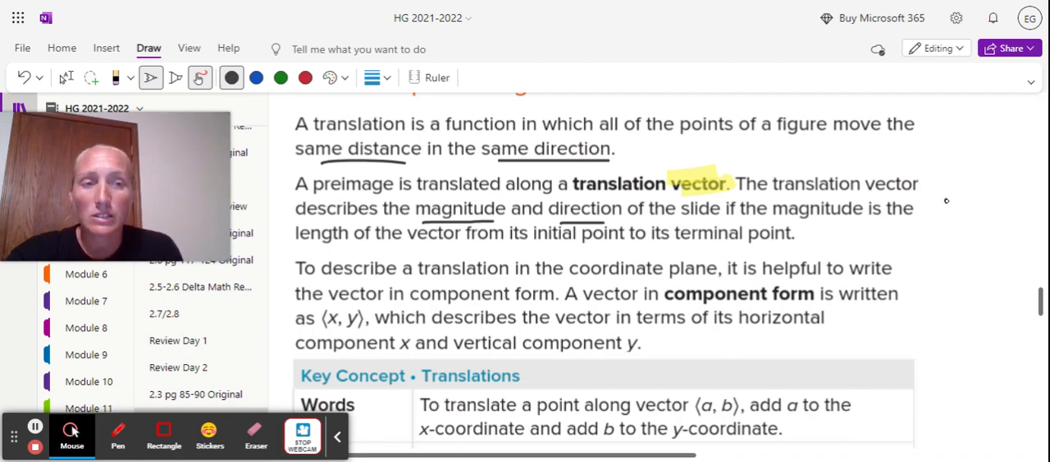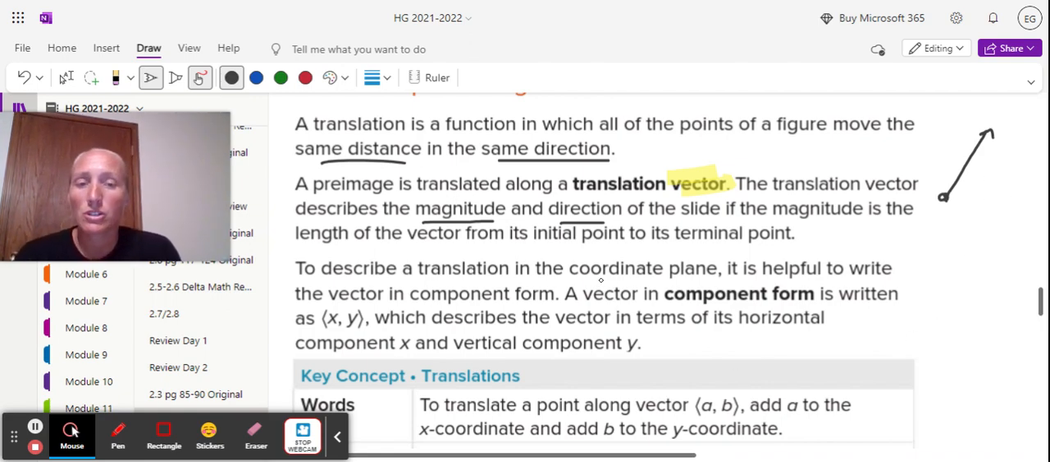So when you think about a vector, it's going to look like a ray. It's going to look something like this. But what this is showing me is that whatever this figure is going to move right and up. Okay. And it's going to move just that far. Okay, so there's my magnitude and my direction, right and up, that it's giving us.